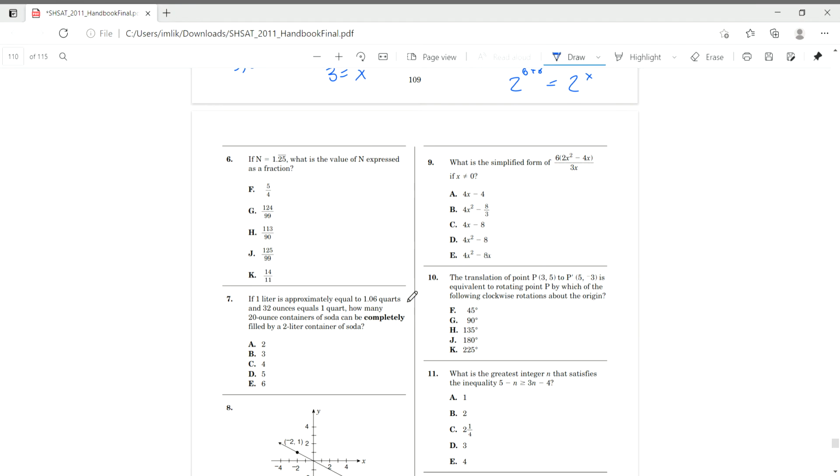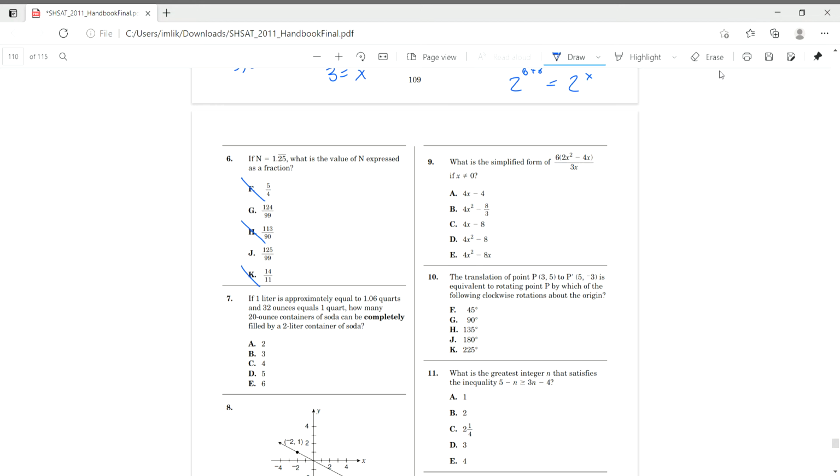If n is equal to 1.25 repeating, what is the value of n expressed as a fraction? Well, recall our rule. Anything over 9, 99, 999, or 9,999, it doesn't matter. Anything over a repeating set of 9s will infinitely repeat. What I mean by this is 6 over 9 is going to equal 0.6 infinitely repeating. So whatever you put over 9 or 99, it's going to infinitely repeat. So we can immediately cross out 5 over 4, cross out 113 over 90, and cross out 14 over 11, because none of them have a repeating 9 in their denominator.